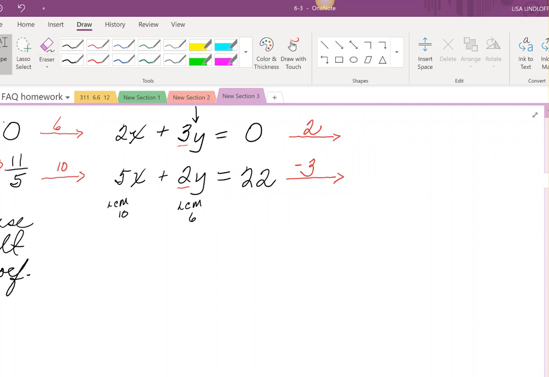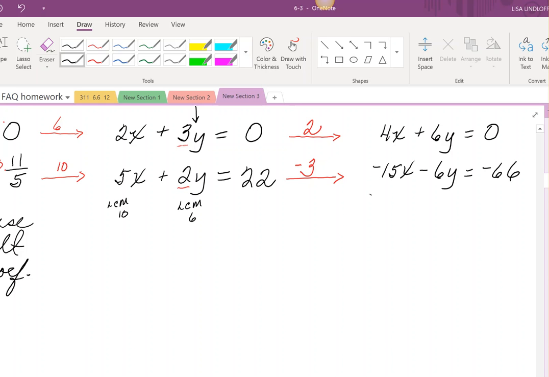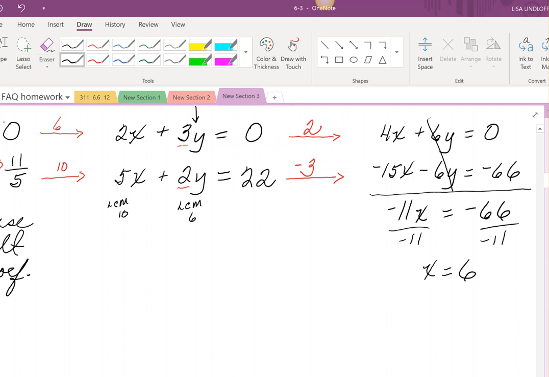So here I go. 2 times 2x is 4x. 2 times 3y is 6y. And 2 times 0 is 0. Negative 3 times 5x is negative 15x. Negative 3 times 2y is negative 6y. And negative 3 times 22 is negative 66. Now I have a pair of opposites with my y's. Add here, I have negative 11x is equal to negative 66. Divide by negative 11, and x is 6.